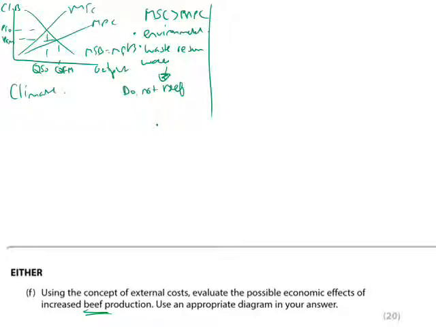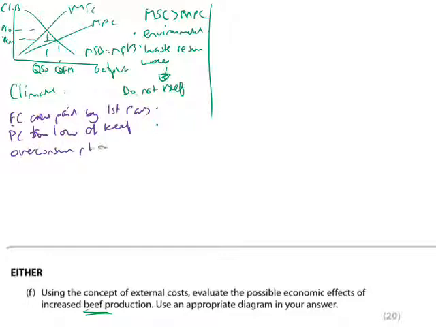Now, to explain why that happens, or to get the higher marks, you need to be using the diagram there so that the external costs aren't paid by the first party. This leads to the private cost being too low of beef, just to keep the application going, and that leads to overconsumption, a loss of allocative efficiency and a market failure.